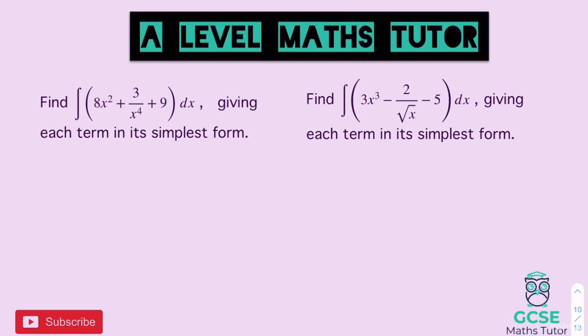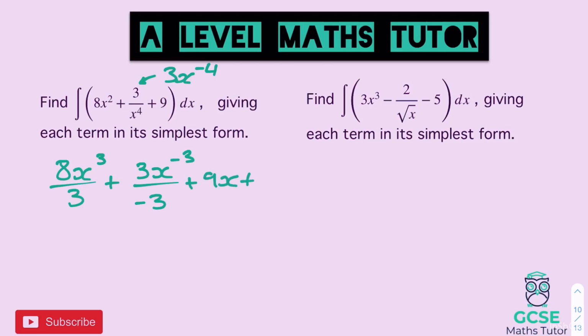Okay, so looking at these then. Now that first piece there, we've got 8x squared, so that'll be 8x to the power of 3 all over 3. Then we have the next piece there, which we just need to rewrite, so that becomes 3x to the power of minus 4. So increasing the power there, that becomes 3x to the power of minus 3 all over the new power, minus 3. And then we've got plus 9x and our plus c at the end.